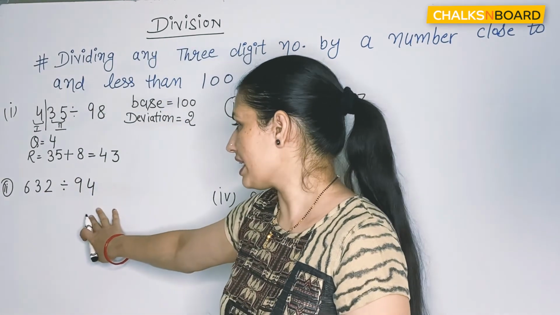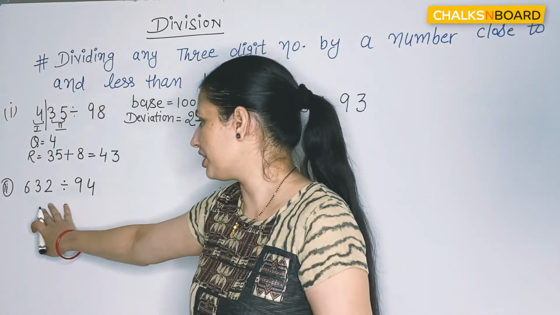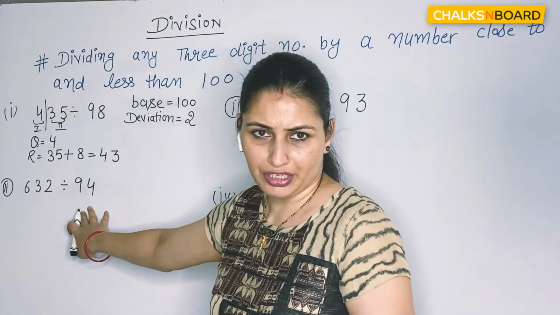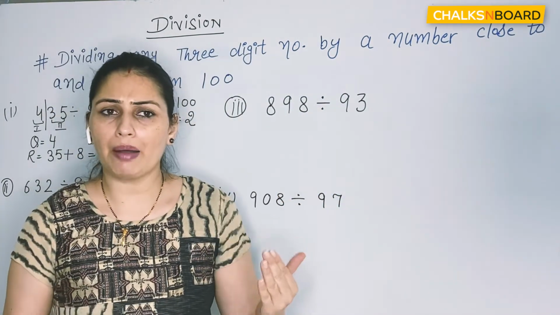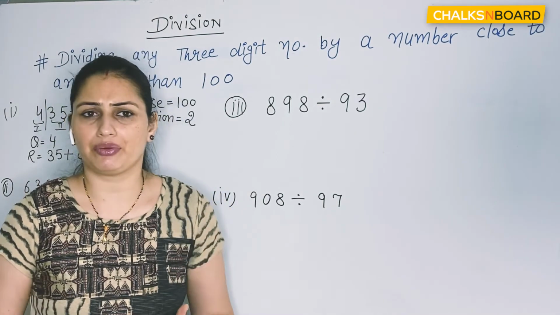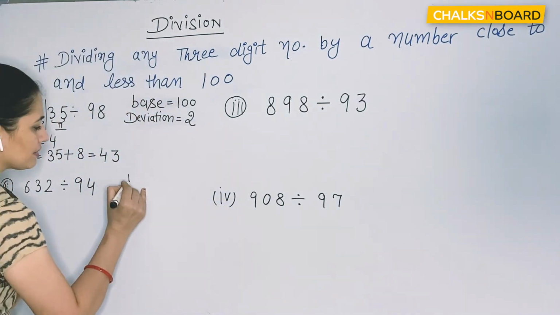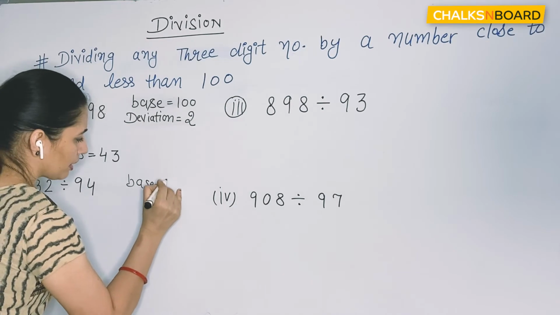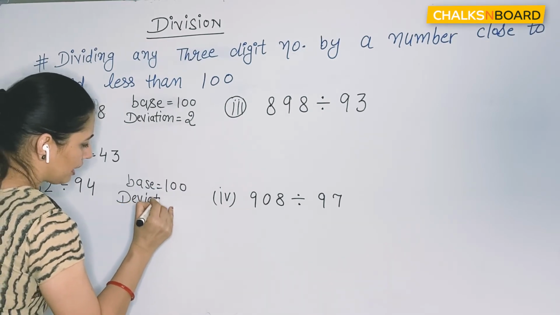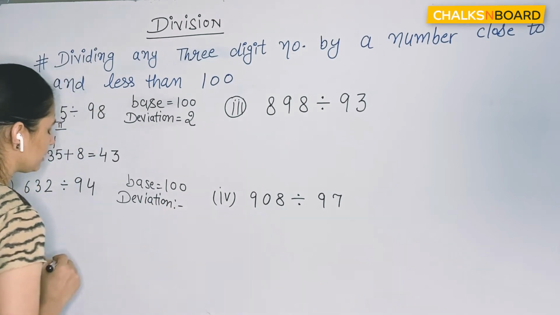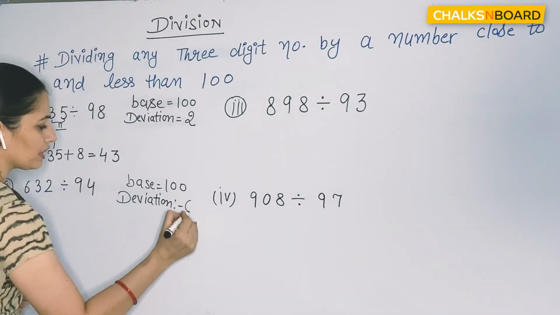Now here you can see the second question, that is 632 divided by 94. Same here, the base is 100, so first you have to find out the derivation. So write the base first and then find out the derivation. Derivation is 100 minus 94, that is 6.